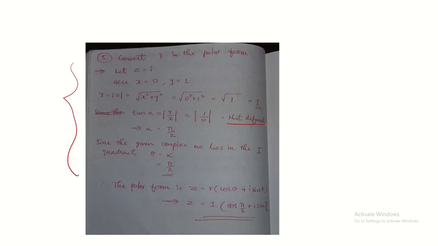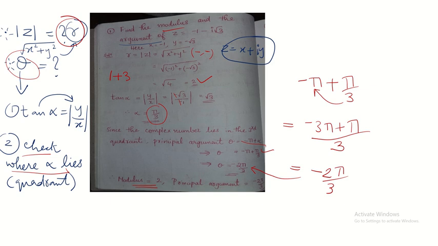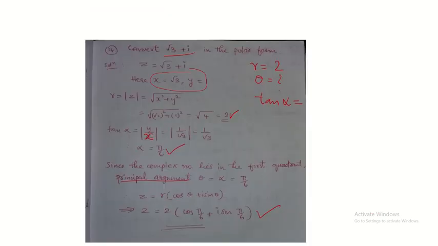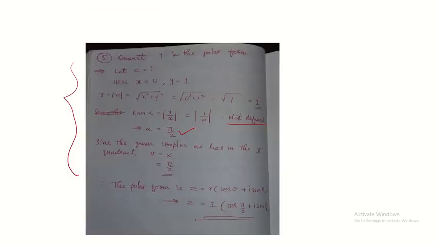That is not defined. So in tan alpha, when it is not defined, can you tell me when it is not defined in tan alpha? See here. Tan pi by 2, it is not defined. So the value of alpha, you'll get it as pi by 2. And since this z equal to I means the real part is 0. Okay, only the imaginary part is given, that is y equal to 1. So here the polar form is z equal to r cos theta plus I sin theta. So in the place of r, you'll be substituting the value of r. In the place of theta, you'll be substituting the value of theta.